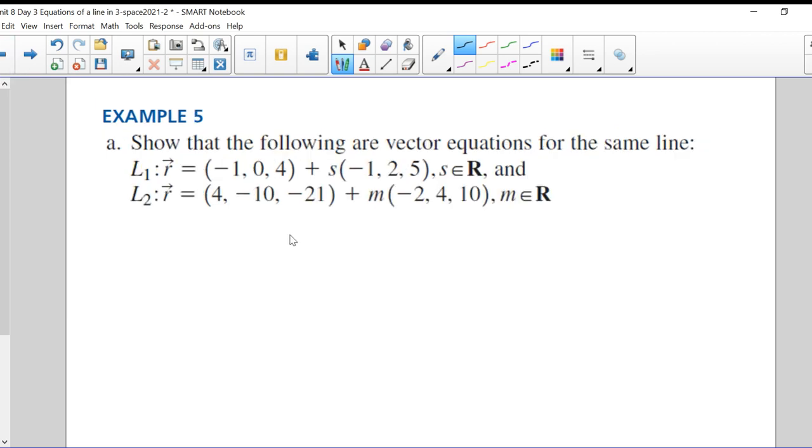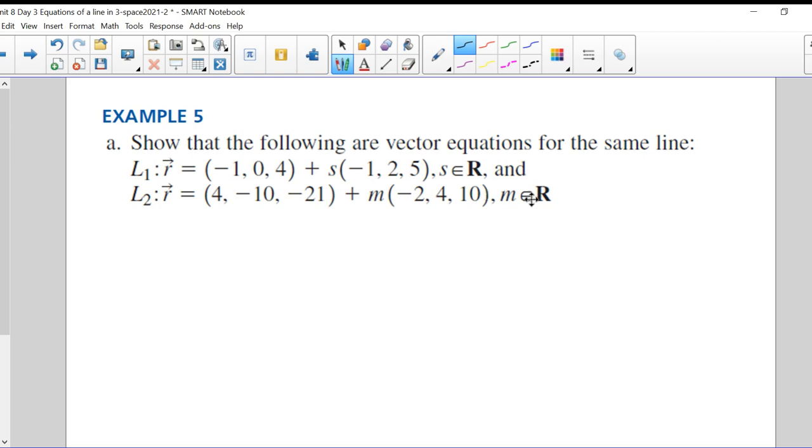Show that the following are vector equations of the same line. Okay. How do I show that? How do I show that this, minus 1, 0, 4 plus s times this, is one equation of the line? Show the vectors are collinear. So that's a starting point, right? But if the vectors are collinear, that doesn't mean that they're necessarily the same line. We also have to show that the point on one can be found on the other. That's also important. So Dario makes a good starting point.